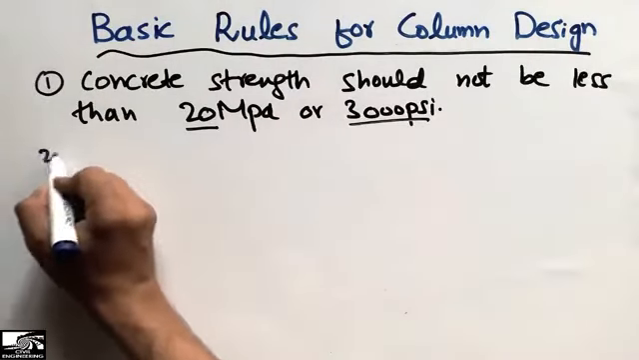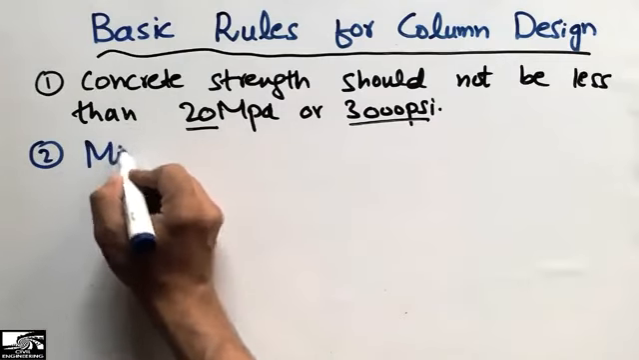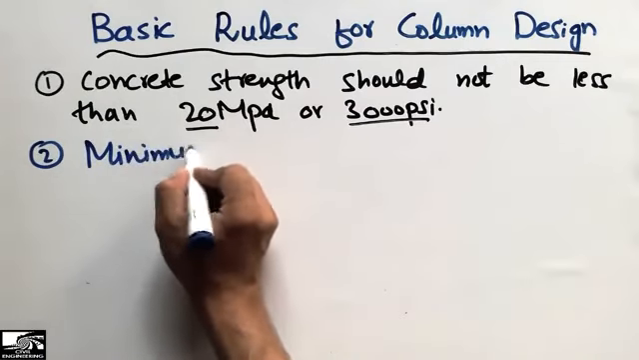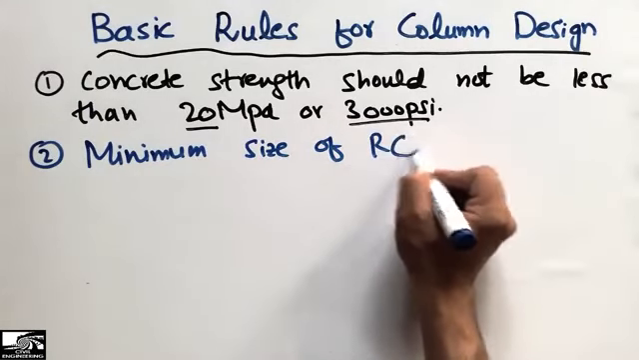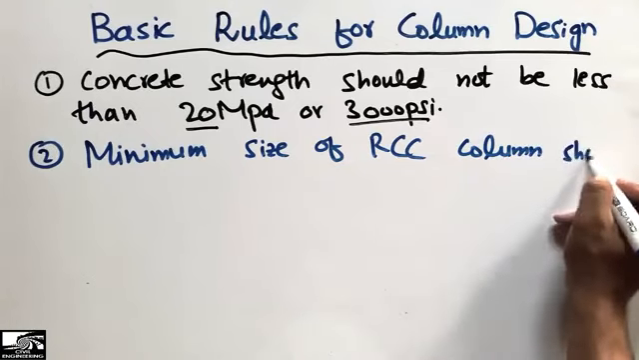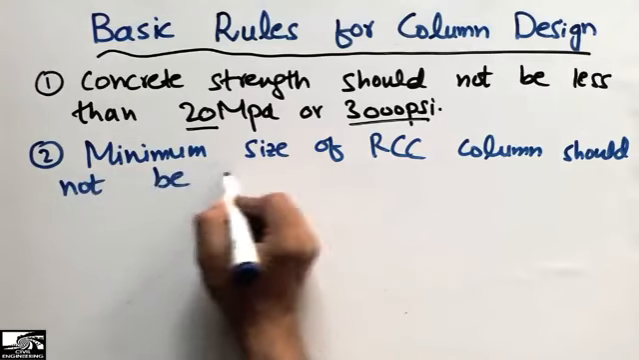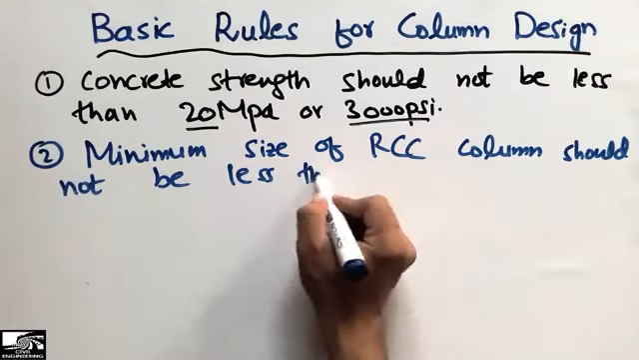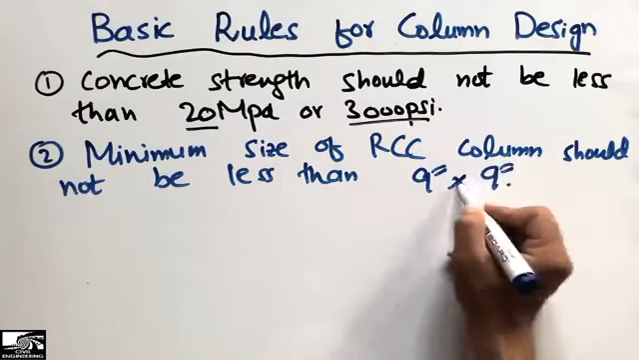The second rule about the design of the column is that the minimum size of the RCC column should not be less than 9 inches by 9 inches.